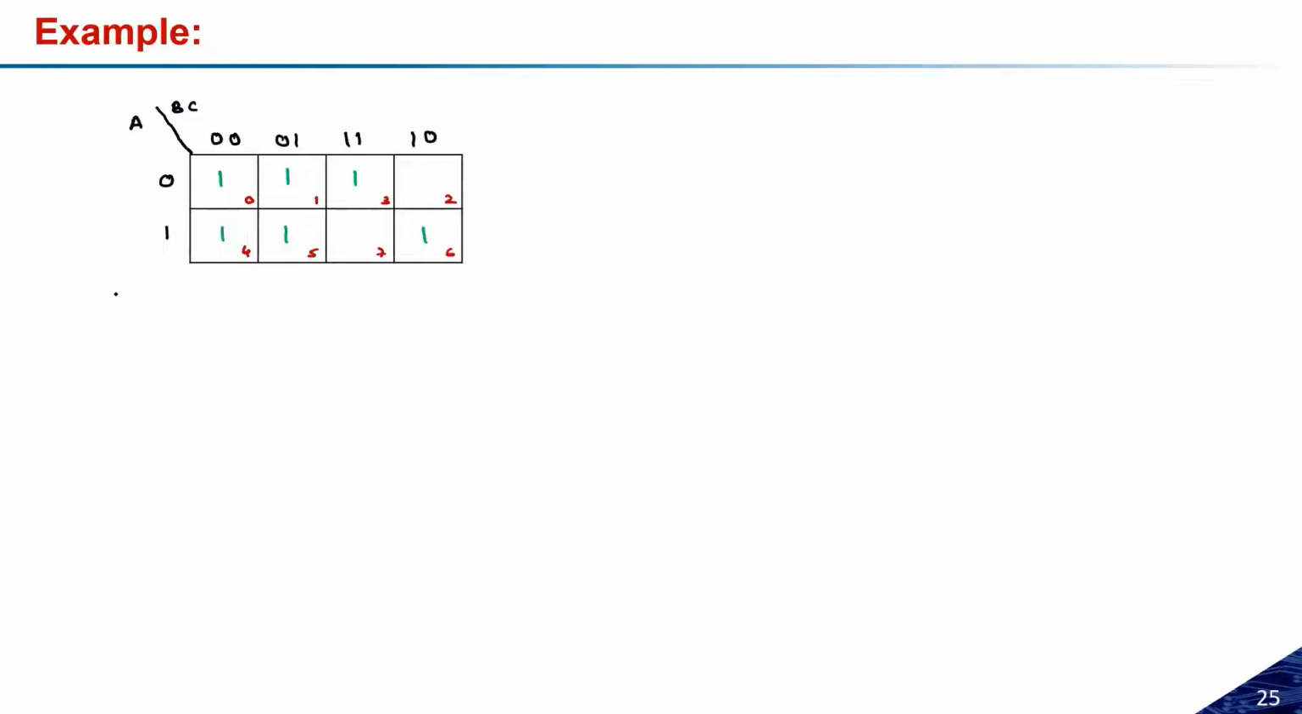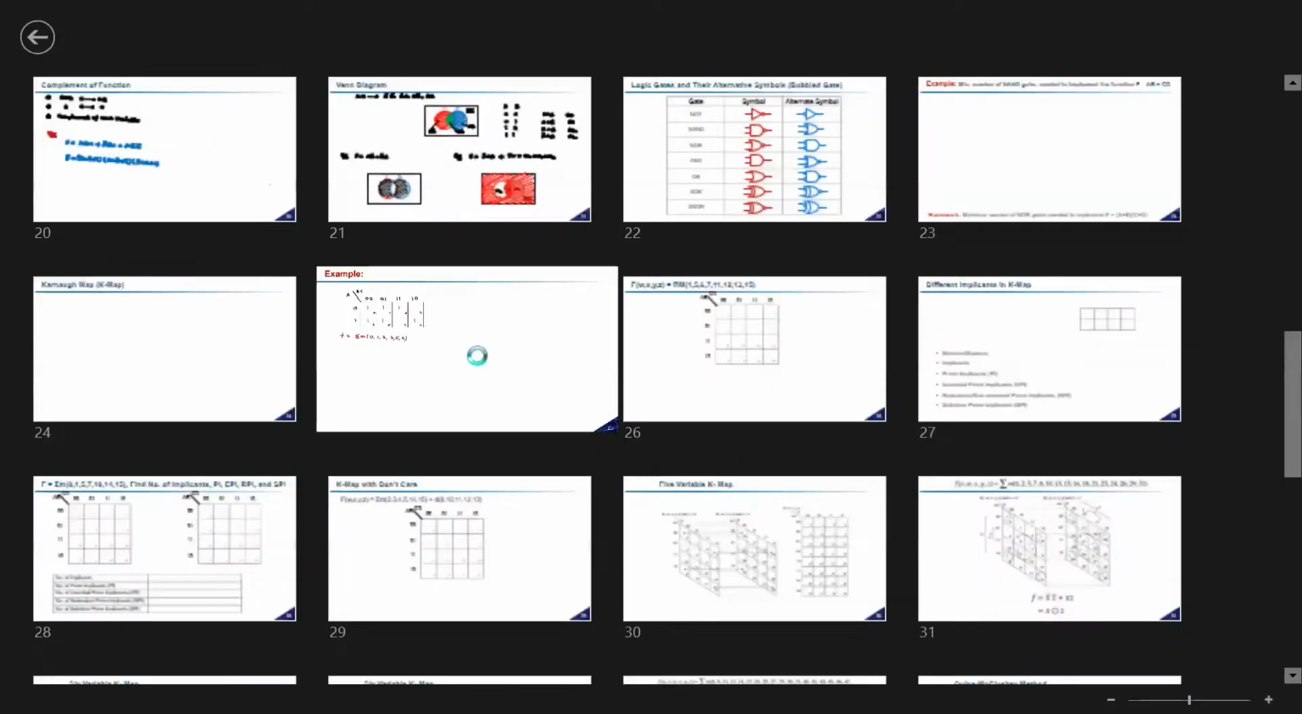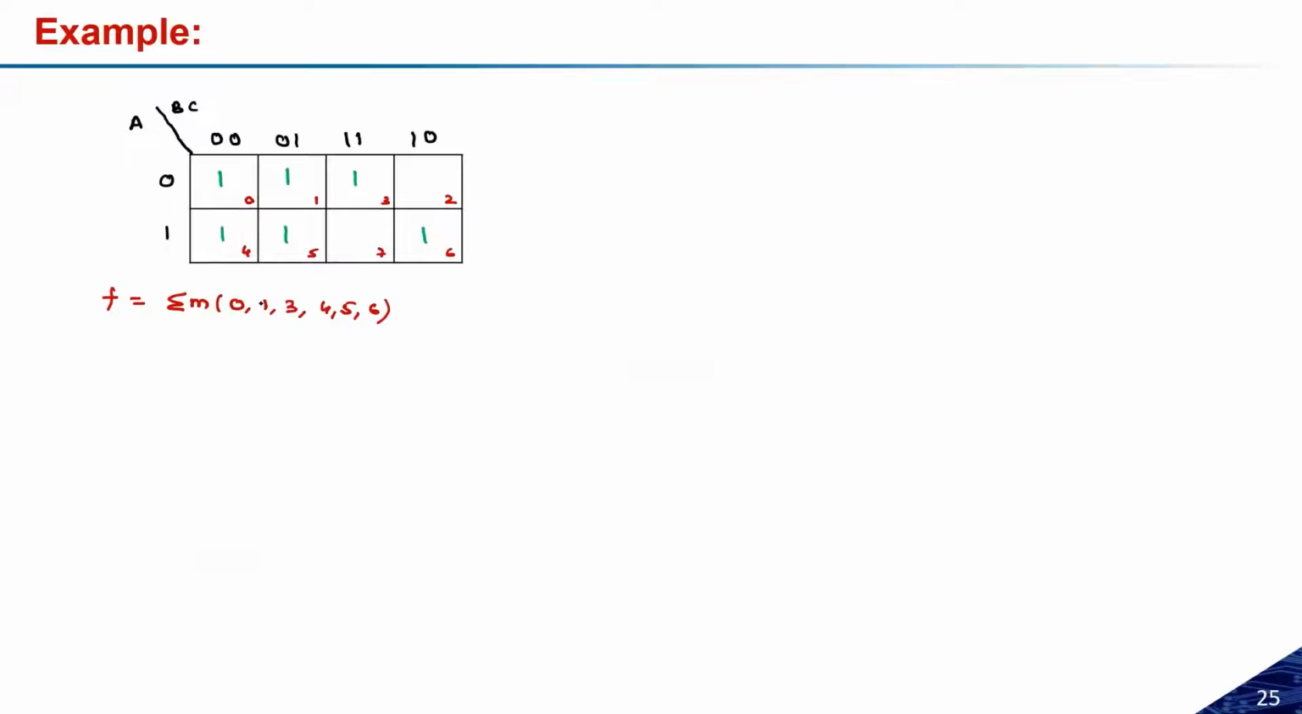If you see this, this function is nothing but a summation of minterms which are 0, 1, 3, 4, 5, and 6. So this is what the function is. What we have done is simply converted it into the minterm form. Wherever logic 1 is there, I have converted it.